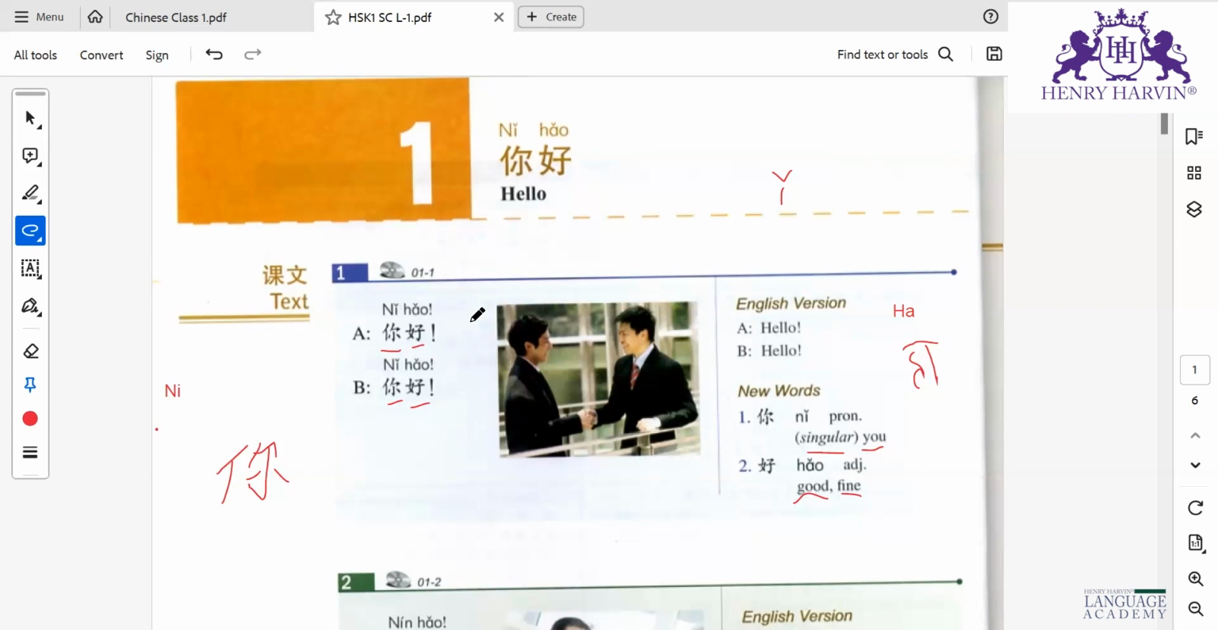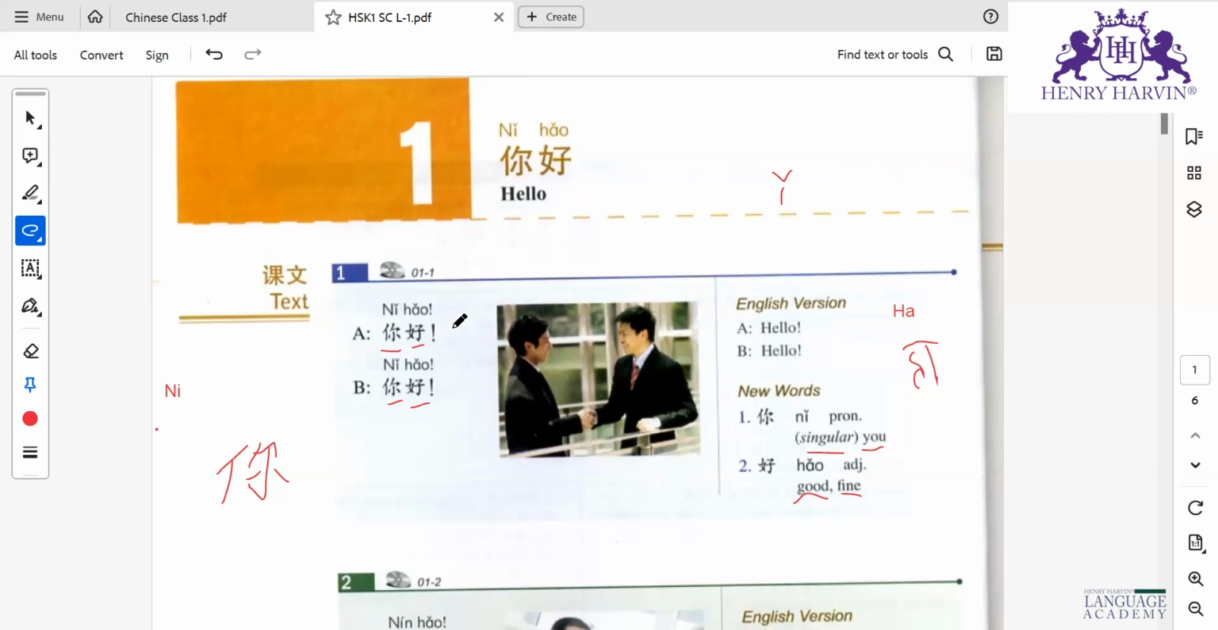Ashwin, you can read now. Ni hao. Ni hao. Right. Okay. So that's how you can greet someone in Chinese. If someone is saying ni hao to you, you will say ni hao. And if you want to say hello to someone, in that case also you will say ni hao.